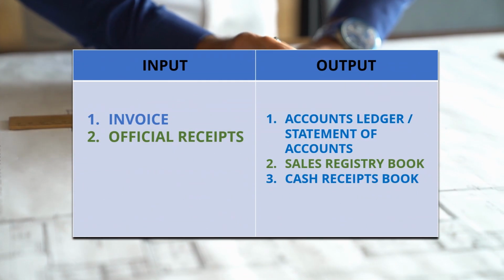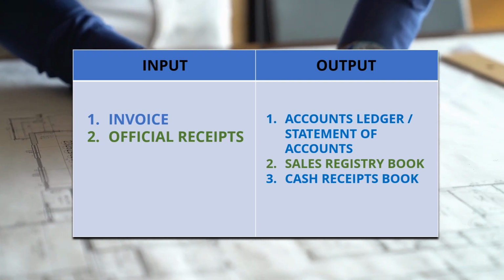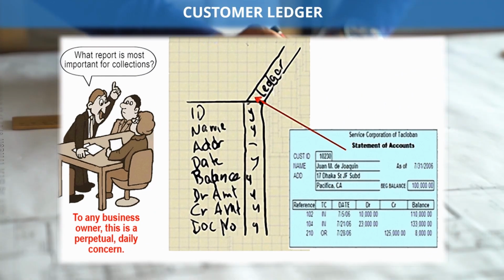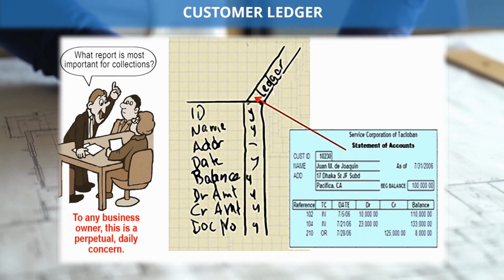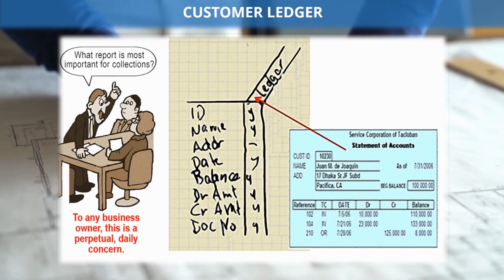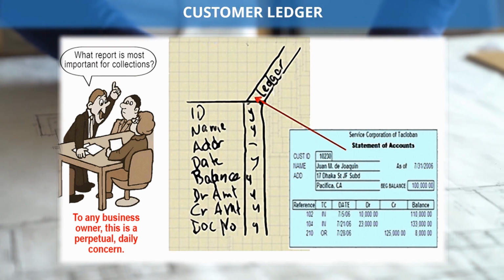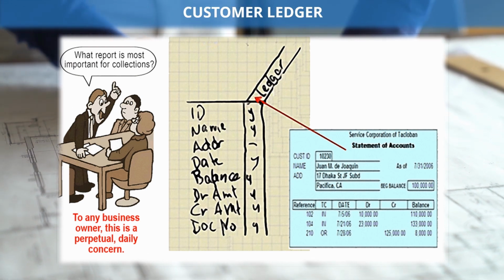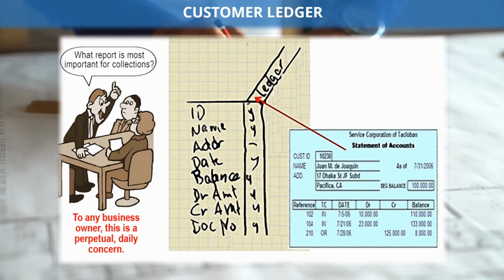As she was verbally enumerating the reports and the source documents, I was formatting the requirements using a matrix in the board. I started with the customer ledger and asked her to enumerate the fields used in the report. These are the customer ID, name, address, balance forward, debit amount, credit amount, and the transaction document number. As she was enumerating those fields, I wrote a Y across the corresponding field.